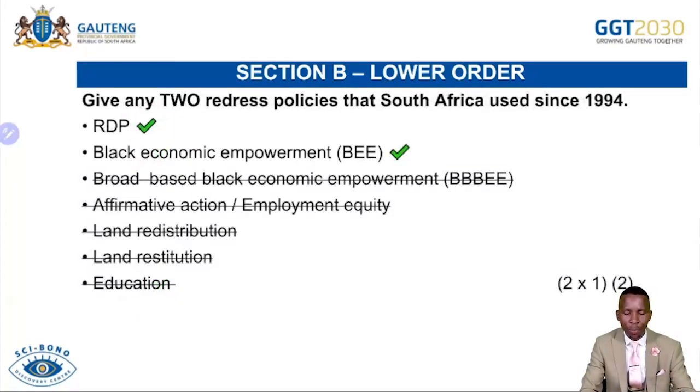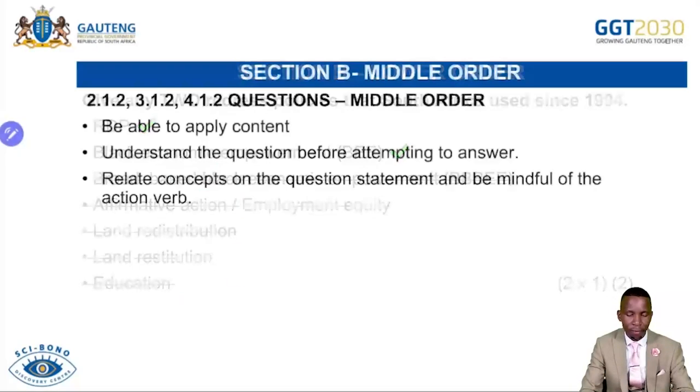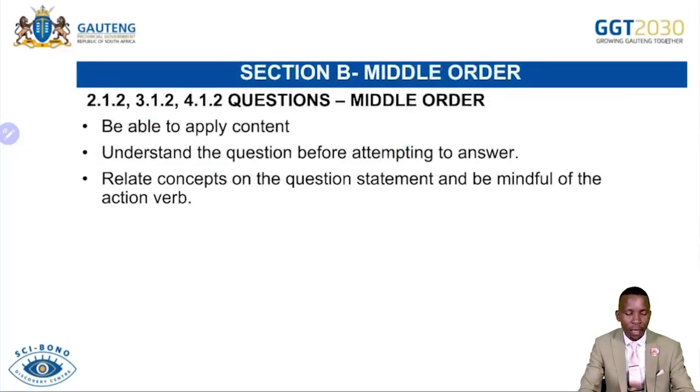Give any 2 redress policies that South Africa used since 1994. There are so many, but provide the 2 that are required. For instance, RDP, the Reconstruction and Development Programme, as well as Black Economic Empowerment, which is BEE. And then the rest now is extra. You provide only the 2 that are required. And then the next order now: this will be 2.1.2, 3.1.2, and 4.1.2.